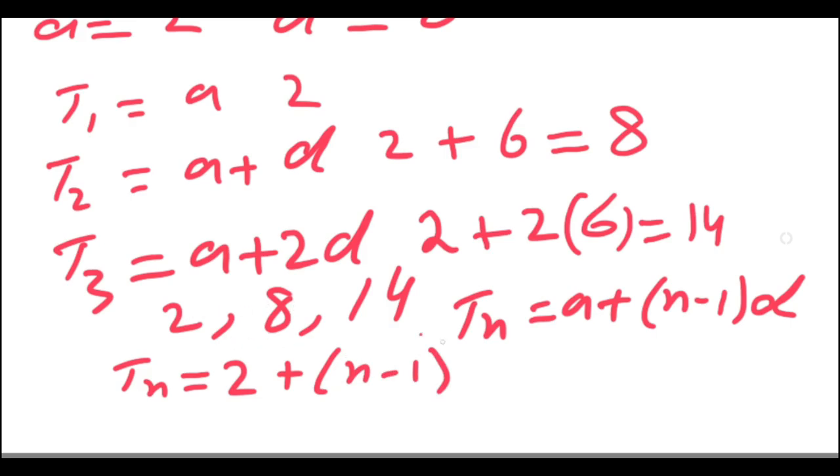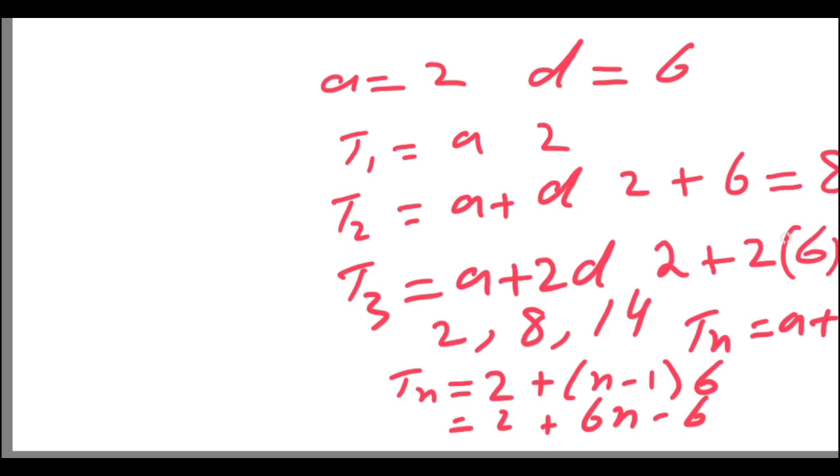Term 2 minus term 1 is 6. I further simplify: 2 plus 6n minus 6, this is grade 10 work. I'm going to further simplify, this becomes, bring the constants together, therefore Tn is going to be equal to 6n minus 4. So this is my final answer.